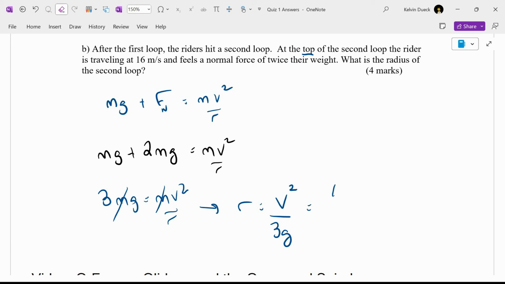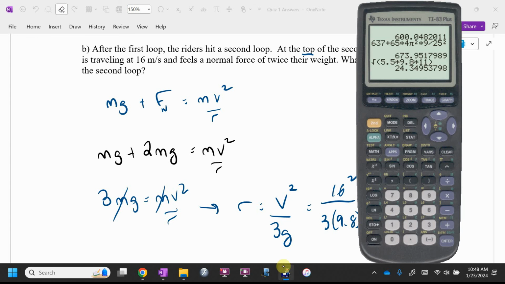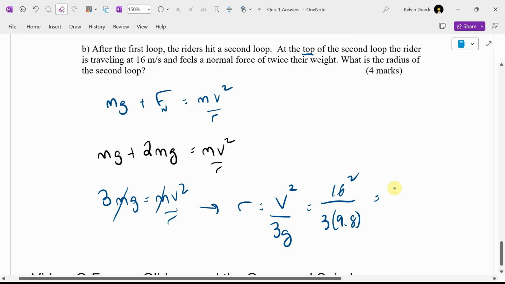It says v is 16 divided by 3 times 9.8. V squared, Mr. Dueck. Don't forget the squared. 16 squared divided by bracket 3 times 9.8, close bracket. Y'all get 8.71 if I round off to 3 sig figs? Yes, is that right? And that would be in meters.